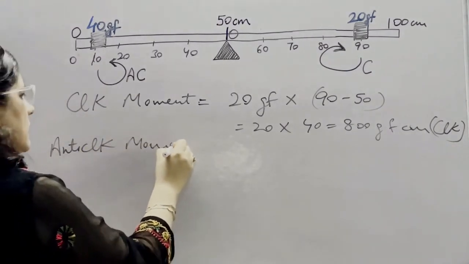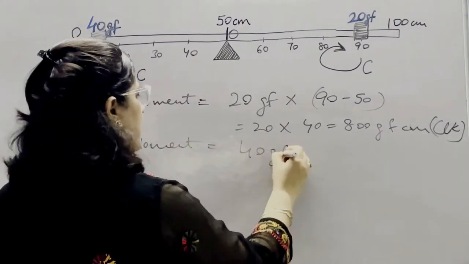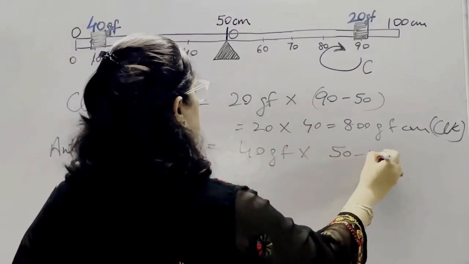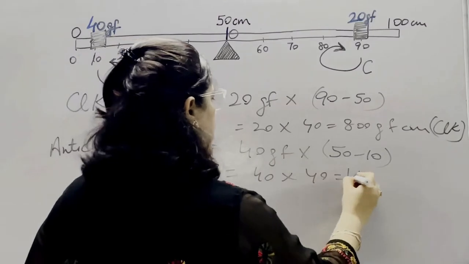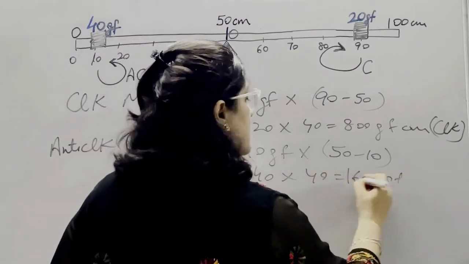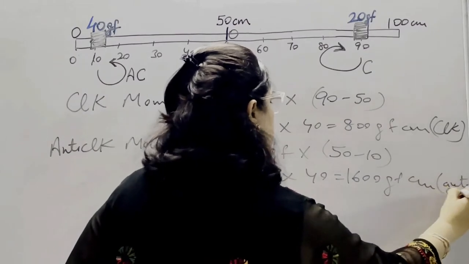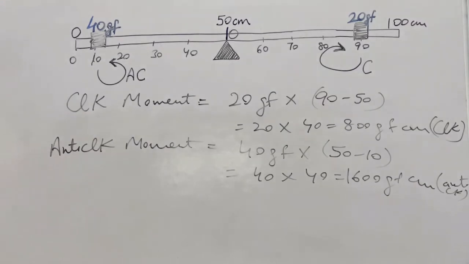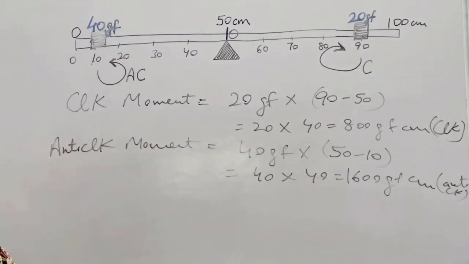Anti-clockwise moment: the value of weight here is 40 GF and distance is 50 minus 10. So 40 into 40 means 1600 GF centimeter in anti-clockwise direction, which is conventionally the positive direction of this meter rule. But as you can see here, these are not equal. So the scale is not in equilibrium position.